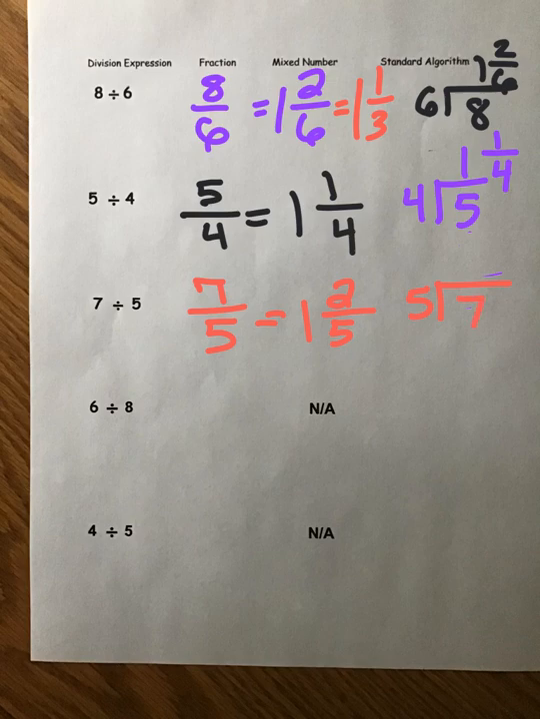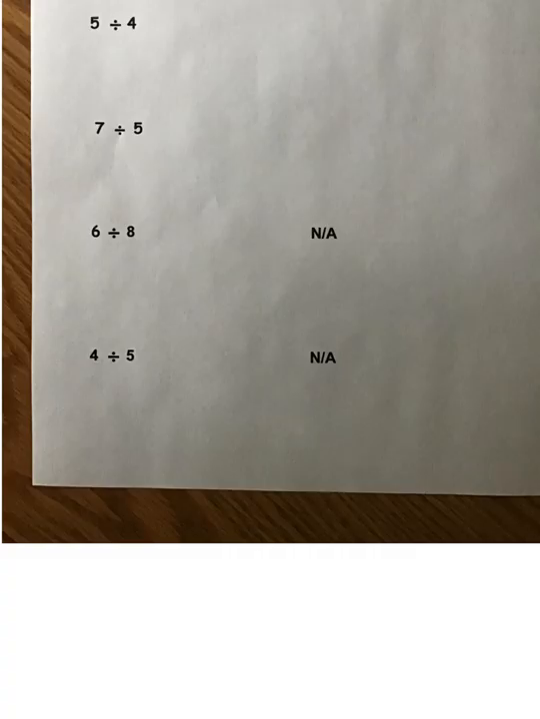5 divides into 7 once. 1 times 5, of course, is 5. So I write it underneath and subtract, and I get 2. Okay, that 2 can become the top number in my fraction, and the 5 becomes the bottom number in my fraction, so 1 and 2/5.